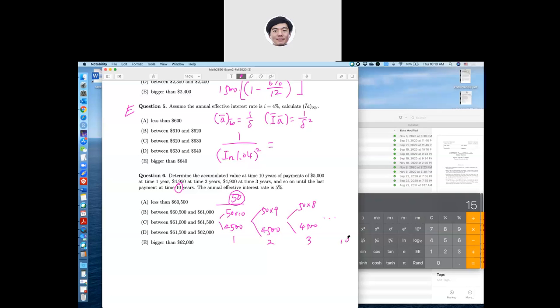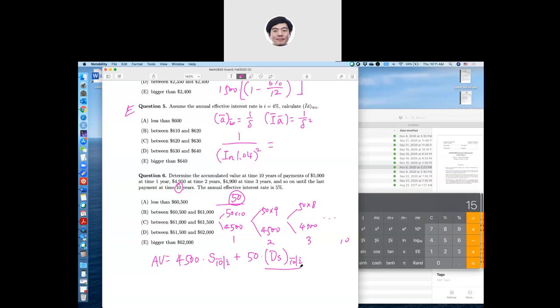So what would be the accumulated value? I do have a level annuity, and since I want the accumulated value, it's going to be S. I have 10 years. Interest rate is I, 5%. 50 is my factor, and this is a decreasing annuity. So I have a D because I want AV, so it's S. Again, the only formula we need is IA. DS.